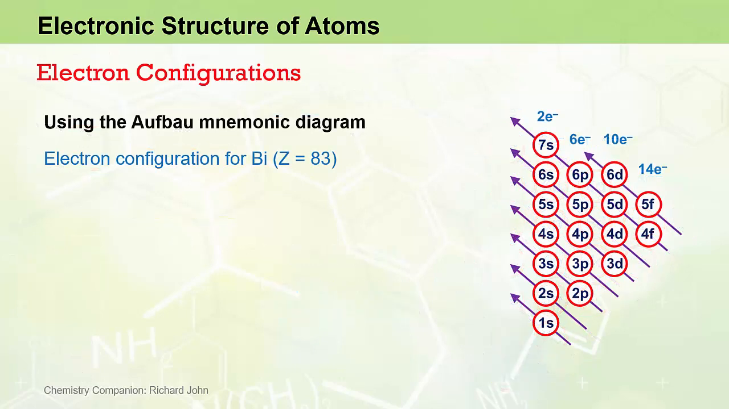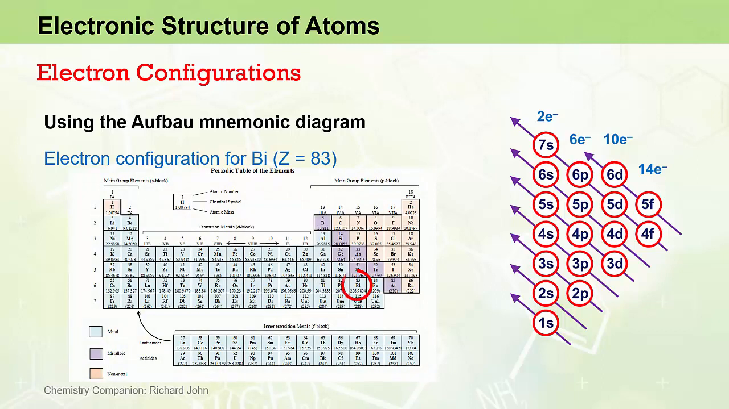Let's use the Aufbau diagram to generate the ground state electron configuration for bismuth, which has an atomic number of 83 and therefore contains 83 electrons in its electron cloud. Bismuth is located in period 6 and group 15 of the periodic table. And basically, once you're able to generate the electron configuration for bismuth using this approach, you'll be able to generate the electron configuration for any other element.